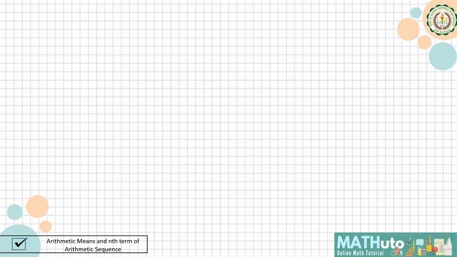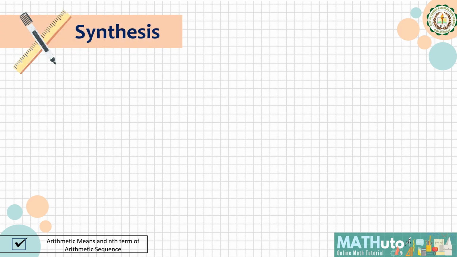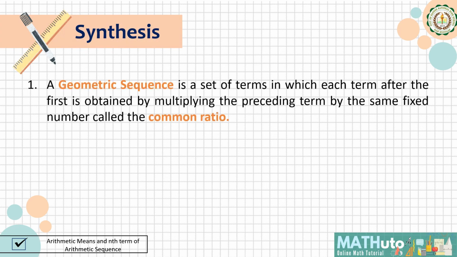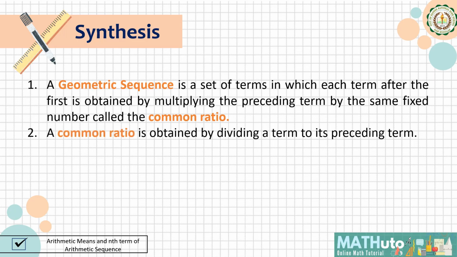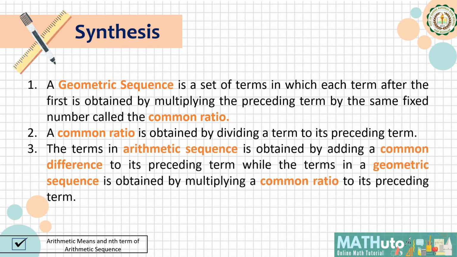Given the examples that we've had in our lesson, let us now synthesize our discussion. First, a geometric sequence is a set of terms in which each term after the first is obtained by multiplying the preceding term by the same fixed number called the common ratio. A common ratio is obtained by dividing a term to its preceding term. And the terms in an arithmetic sequence are obtained by adding a common difference to the preceding term, while the terms in a geometric sequence are obtained by multiplying a common ratio to the preceding term.